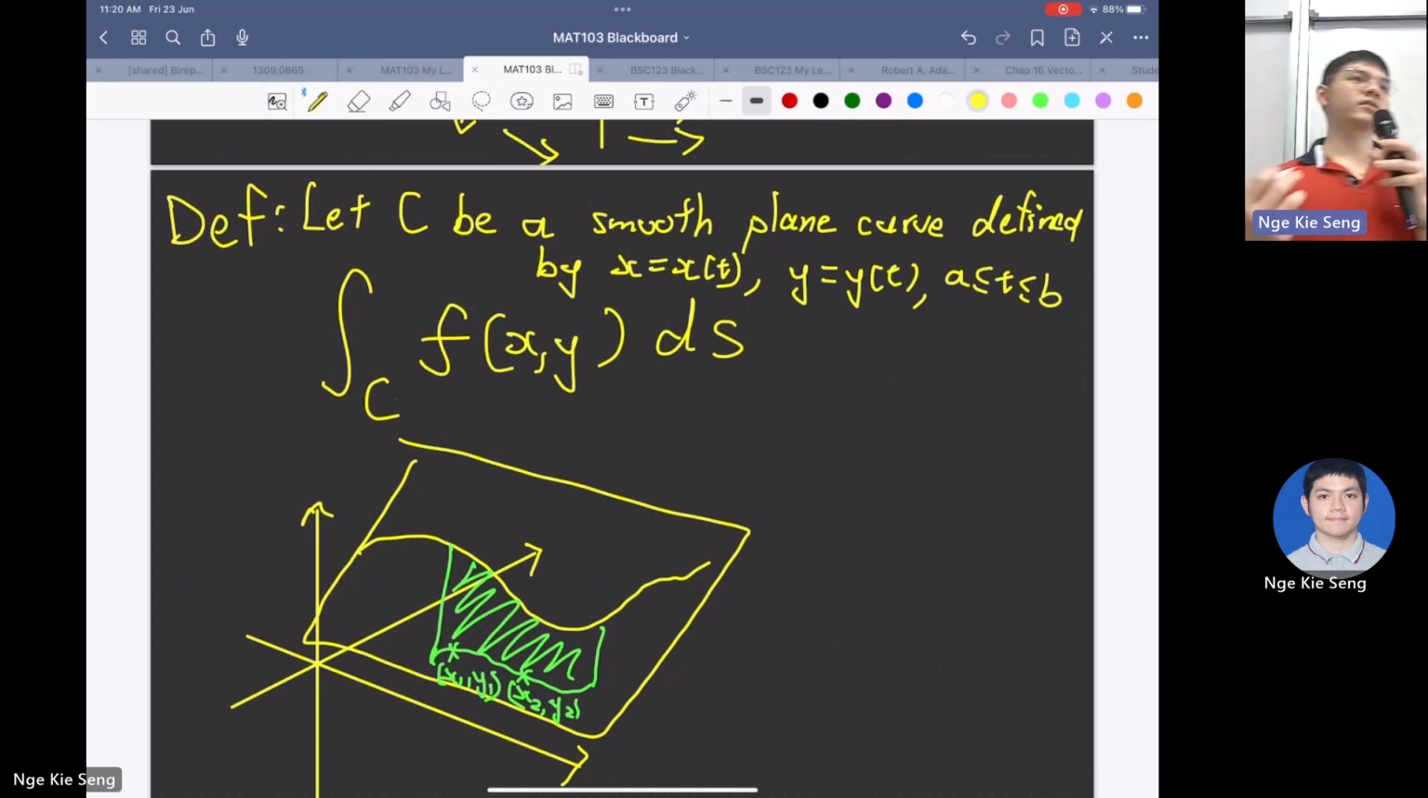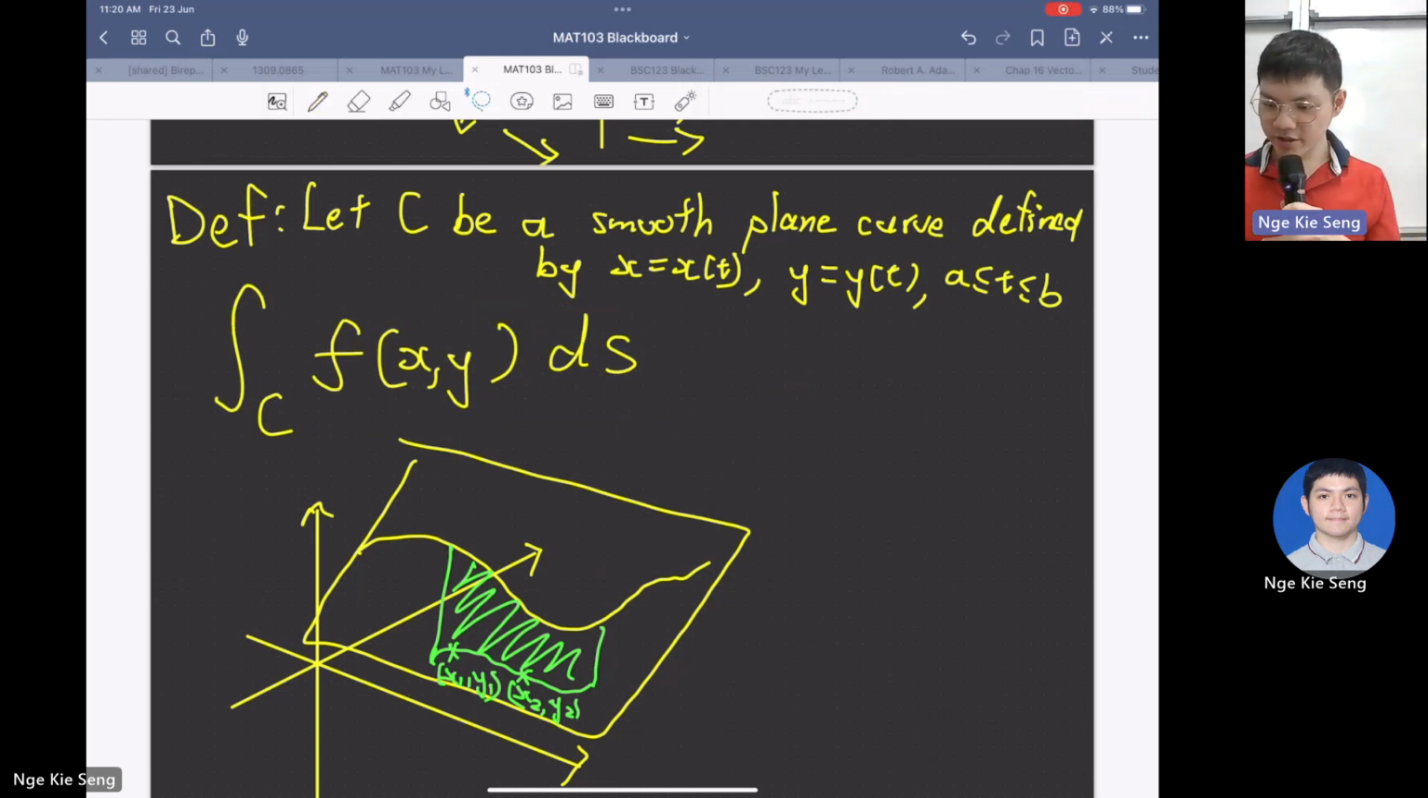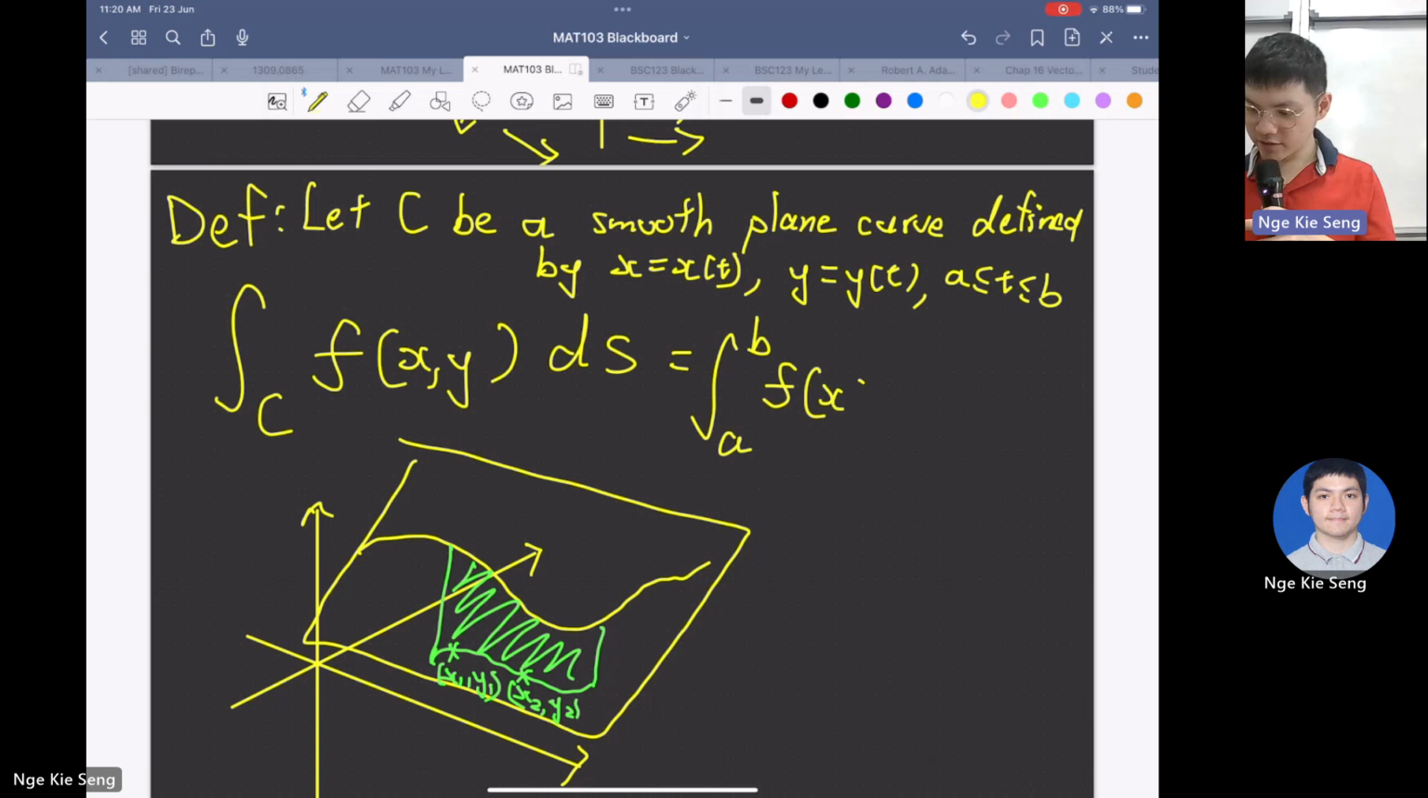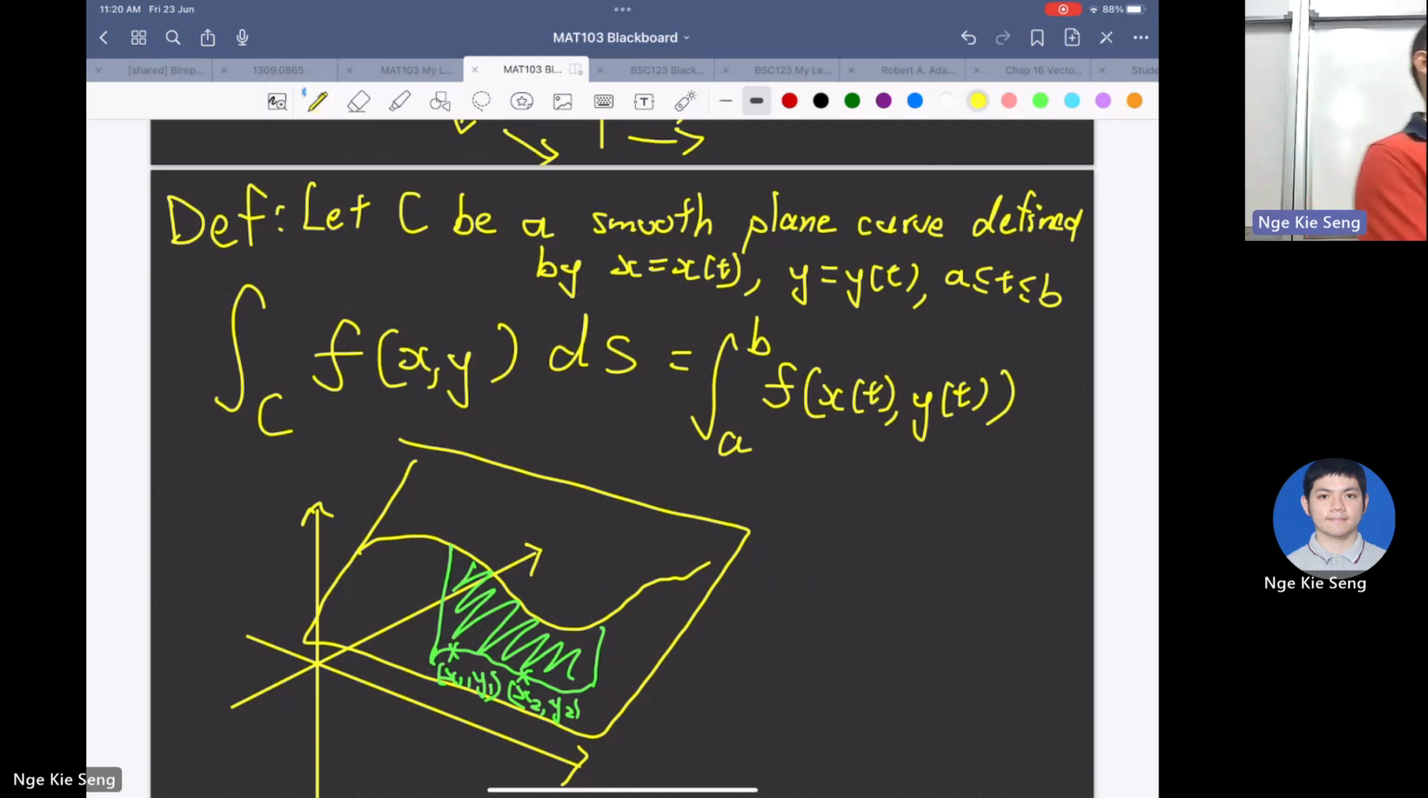Then what happens to my integral? My integral can reduce to the integral of one variable. Do you know how to do an integral of a function of one variable? This is what you learn in calculus 1, right? Through the parametric equation, you can turn this integral into an integral of a function of one variable. But what do you need to compensate here?